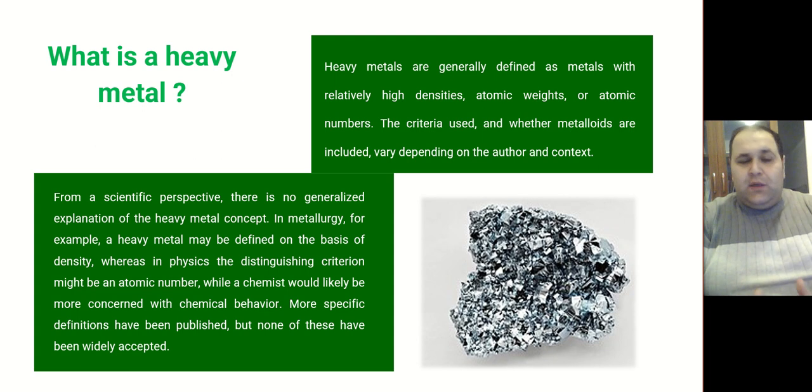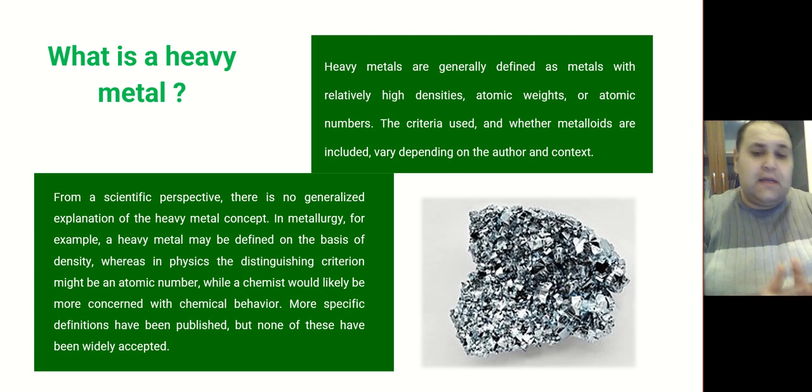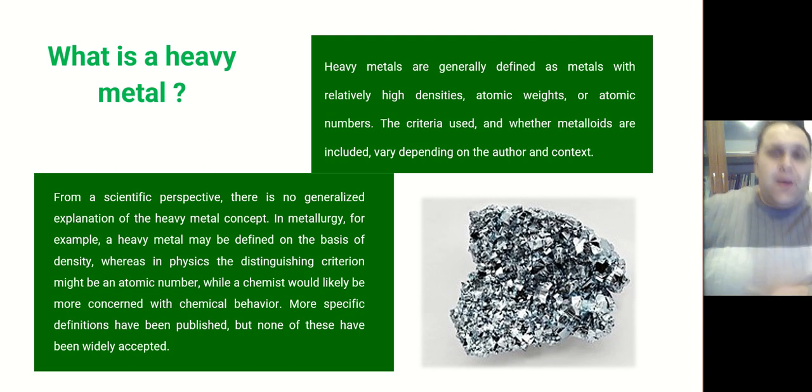Primarily, let's look at what heavy metals are. Heavy metals are generally defined as metals with relatively high densities, atomic weights, or atomic numbers. The criteria used, and whether metalloids are included, depend on the author and the context. From the scientific perspective, there is no generalized explanation of the heavy metal concept. In metallurgy, for example, a heavy metal might be defined on the basis of density, whereas in physics the distinguishing criterion might be atomic number, while a chemist would be more concerned with chemical behavior. More specific definitions have been published, but none of these have been widely used.